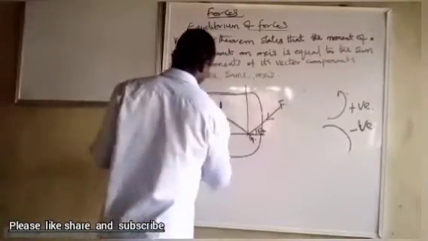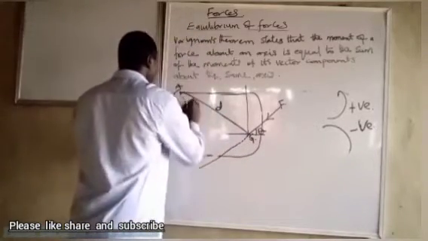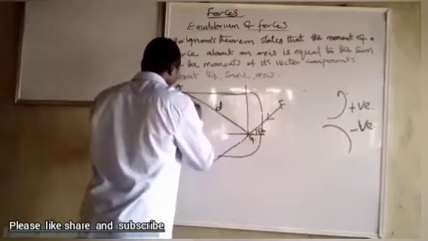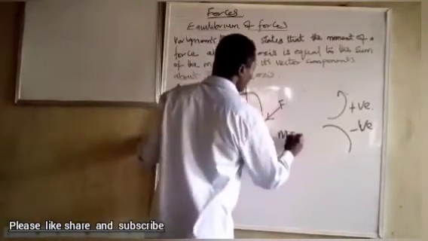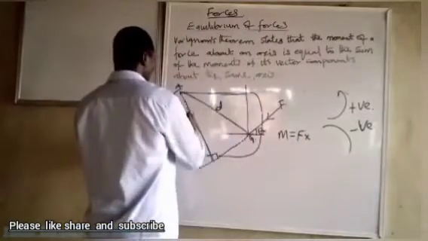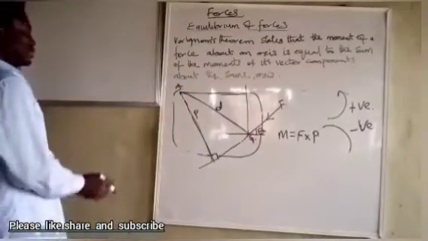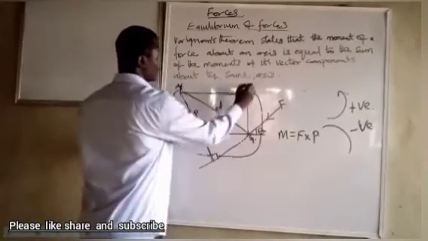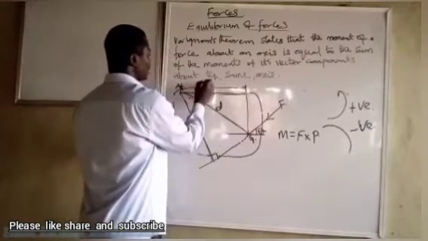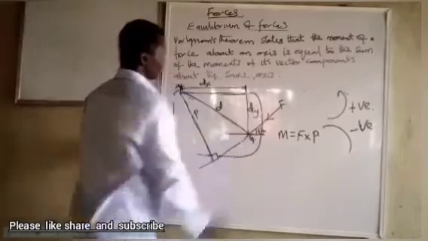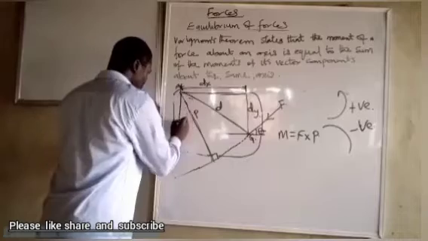So F acts downward. If F acts downward, its moment about A will be F times the perpendicular distance of its line of action from A, and this is it. Let's call this place P. Now let us break this direction, this D, into two perpendicular components. This will be dx and this will be dy. We have that already. Let this one continue like this. Let's now bring this one down to touch this place.